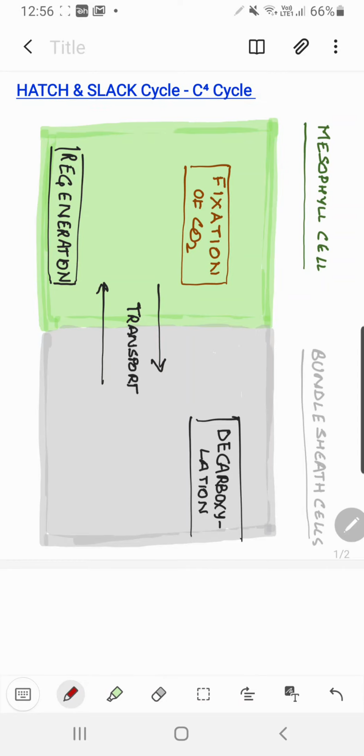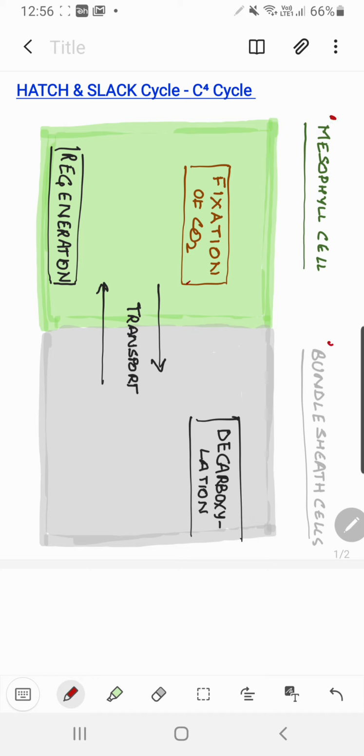We are going to discuss the Hatch and Slack cycle, the C4 cycle, in this video. And you just have to keep your phones horizontal for that. It's a landscape explanation.